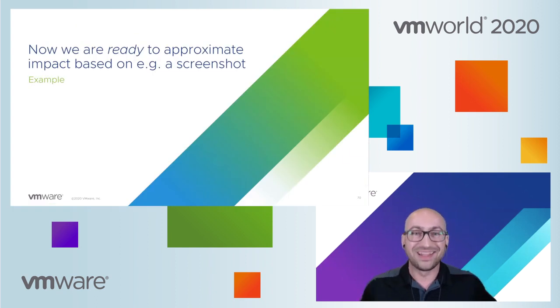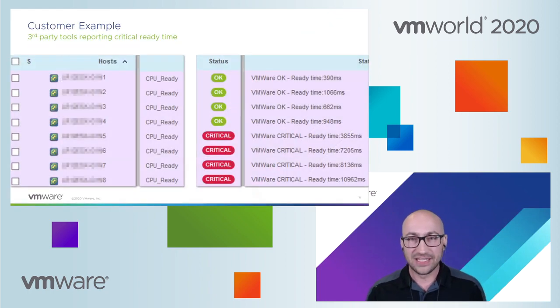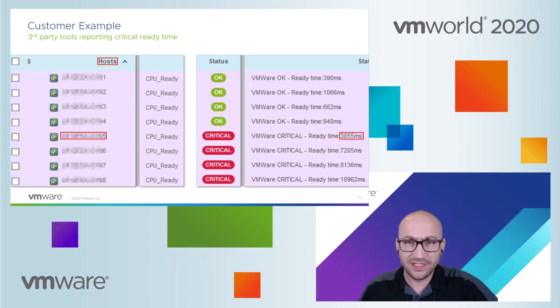All right, with everything we learned, now we can finally interpret the impact of ready time based on a screenshot that someone sent us via email. This was a third-party tool and a customer example, and they say, I get this report, critical ready time, you've got to fix this. So we got this screenshot and the host log bundle, and we're looking at the columns here, and we figure out this must be host. And we see the milliseconds there, ready time.